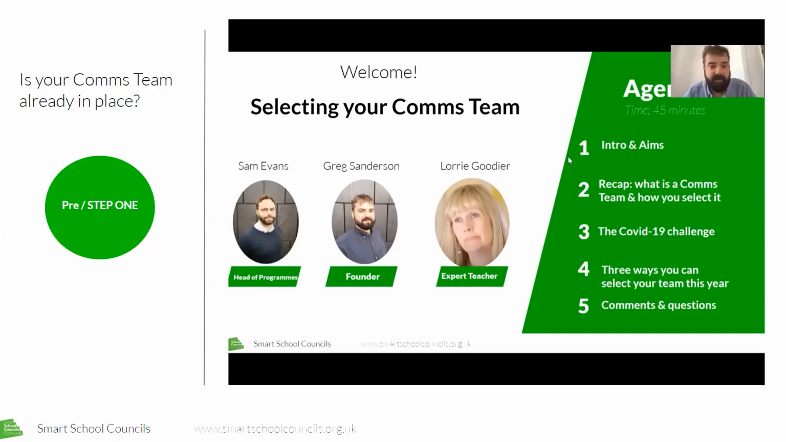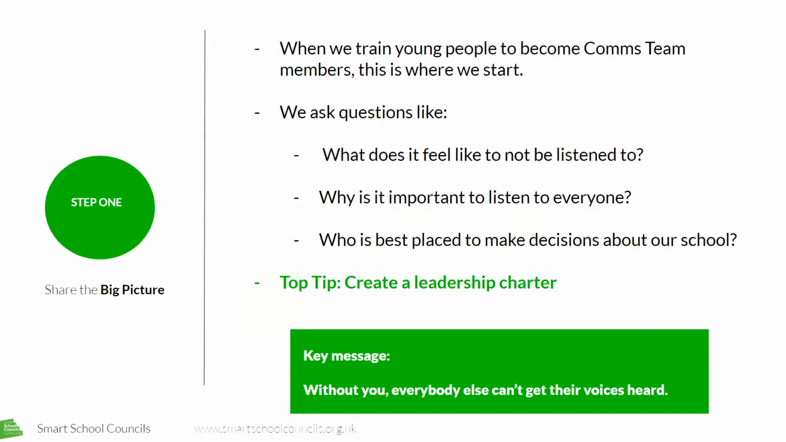Right, now we can go on to step one. So step one is sharing the big picture. This is what we do when we go into schools and start the comms team training. And it's about making sure that the concept is shared and the rationale is shared, that hopefully gives your young leaders a sense of importance and also gives them a sense of responsibility over the roles that they now have.